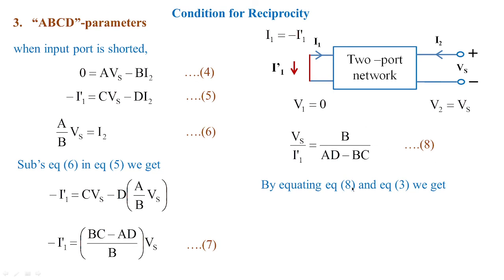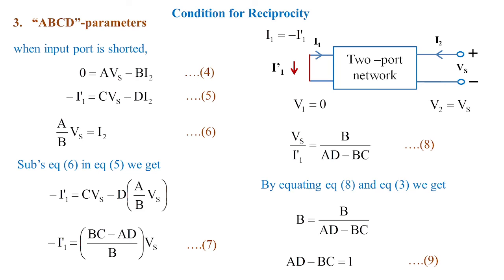And by equating equation 8 with equation 3, I'm going to get B is equal to B by AD minus BC, that is Vs by I2 dash is equal to Vs by I1 dash. So that is what we have done by equating equation 8 with equation 3. With these two terms on the left hand side and right hand side, the B term will cancel out, so that AD minus BC will be equivalent to 1, and this equation 9 is the condition for reciprocity for ABCD parameters. Please follow step by step what we have done here.